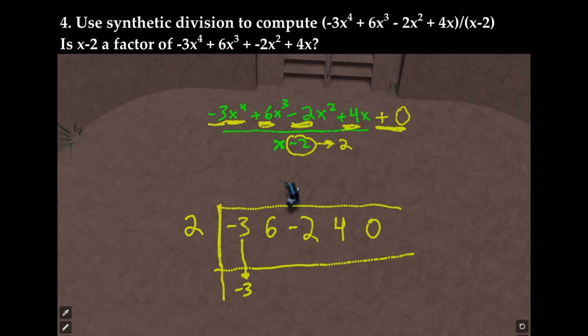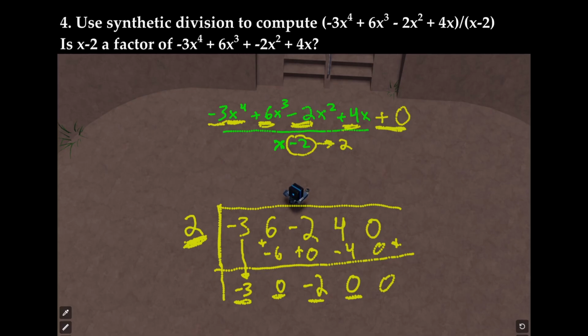Then now you multiply and add. 2 times minus 3 is minus 6. Now you add these numbers. 6 plus minus 6 will get you 0. Now you multiply 2 and 0. 2 times 0 is just 0. Now do minus 2 plus 0. That's just going to be minus 2. Now do minus 2 times positive 2. That'll just get you negative 4. And then do 4 plus negative 4. That will get you 0. Now do 2 times 0. 2 times 0 is just 0. Then 0 plus 0 is just obviously 0.